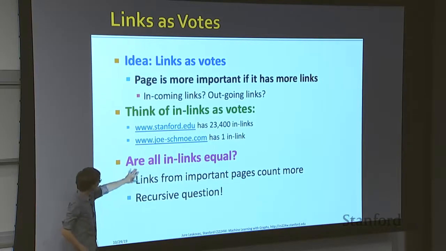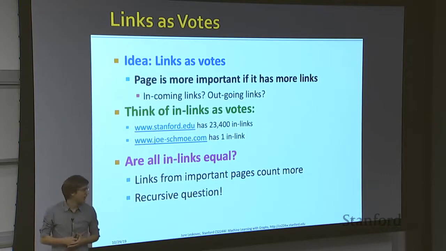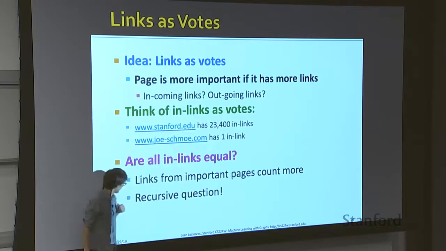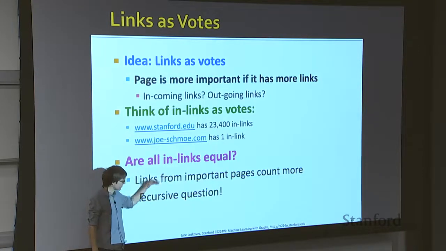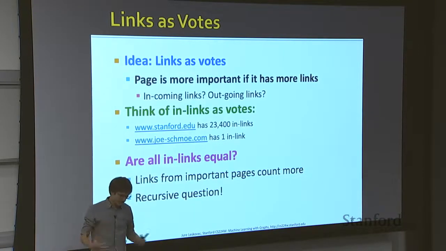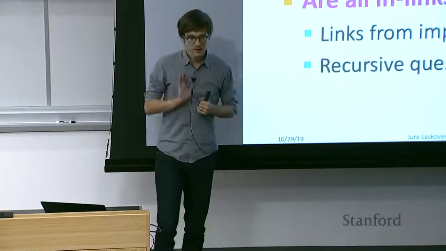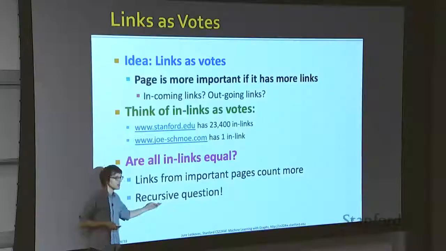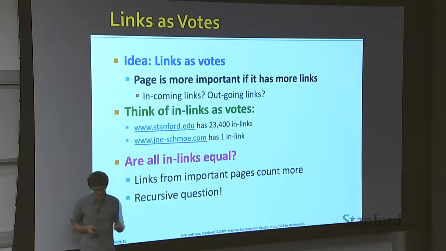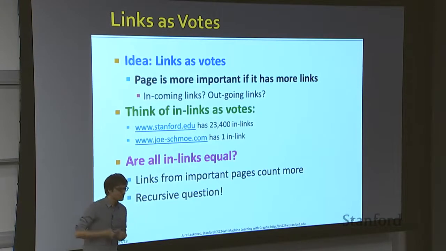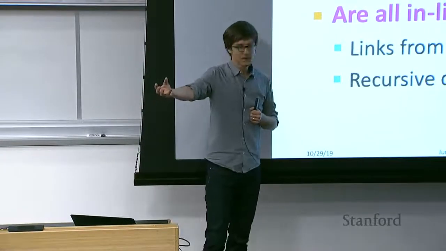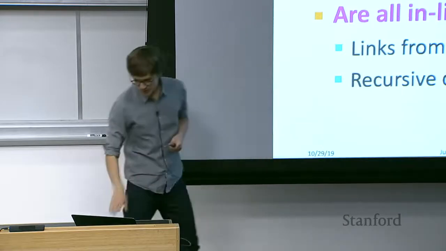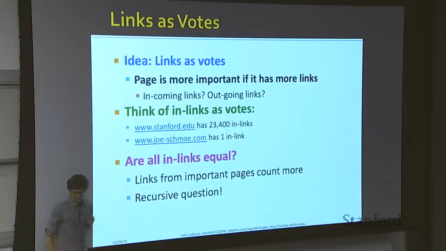But then you could say, but not all in-links are equal, right? In-links from important pages count more. And this is now interesting because your importance depends on the links you get, and then the importance of someone you link to depends on your own importance. And this is a recursive question, right? Recursive in the sense that my importance depends on who links to me, and someone else's importance depends on who links to them, and it's the same thing. So we need to resolve this. So I'll get to that.